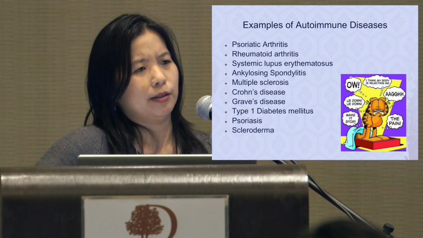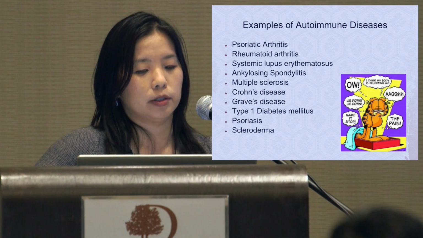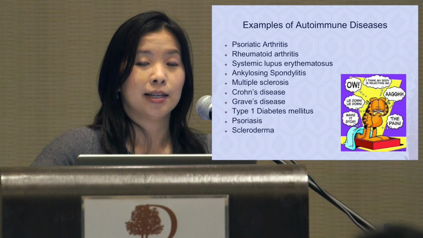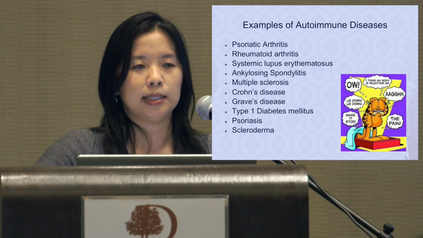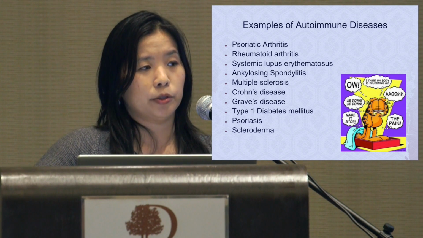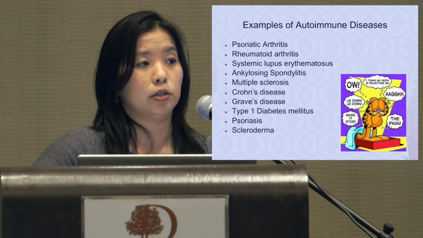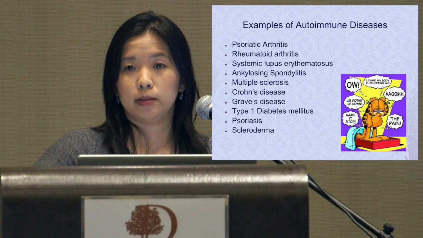Some examples of autoimmune disease: psoriatic arthritis, rheumatoid arthritis, ankylosing spondylitis, systemic lupus. So the first four are a lot of what is in the rheumatology world. Then you have multiple sclerosis, like I said. Type 1 diabetes is an autoimmune disease. If you think about it, type 1 diabetes happens when your immune cells attack your pancreas and attack the cells that produce insulin. So that's what happens too.